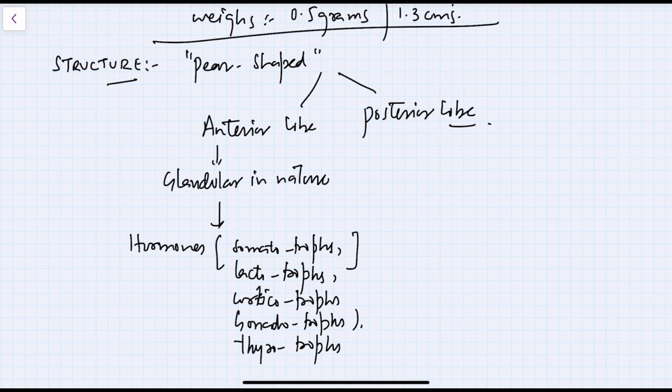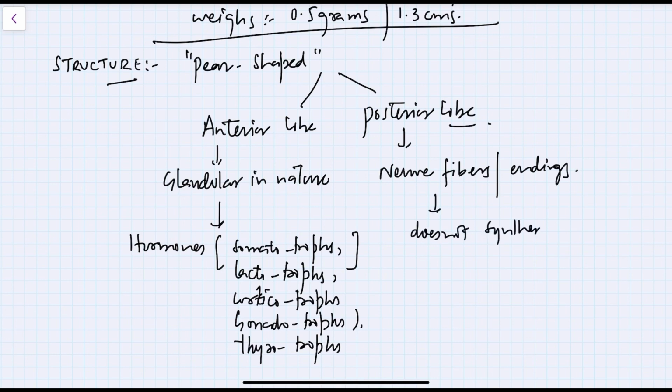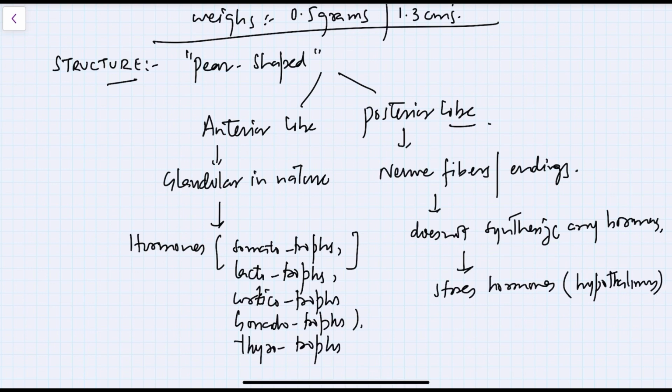Now if you look at the posterior lobe of the pituitary gland, it's basically an extension of the hypothalamus, and it consists of nerve fibers and nerve endings. The posterior lobe doesn't synthesize any hormones. Then what does it do? It stores hormones, but those hormones are synthesized by the hypothalamus, which is just above the pituitary gland.